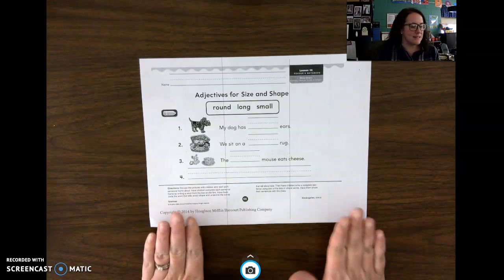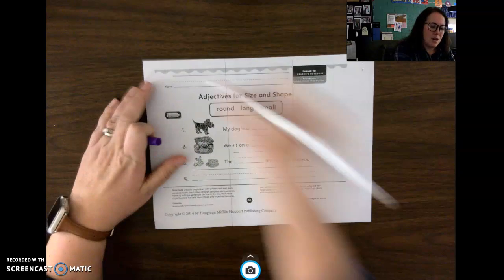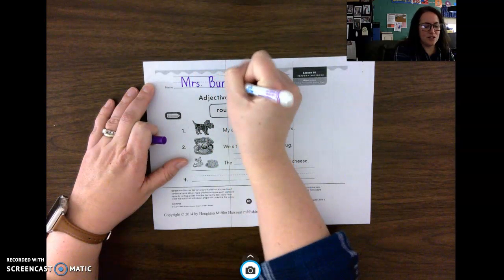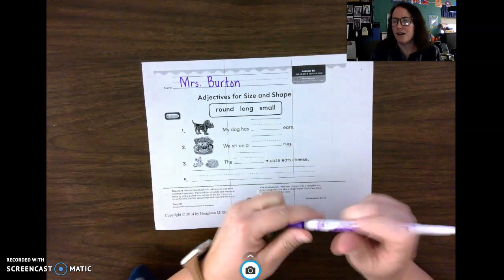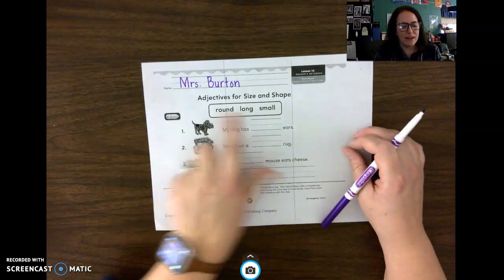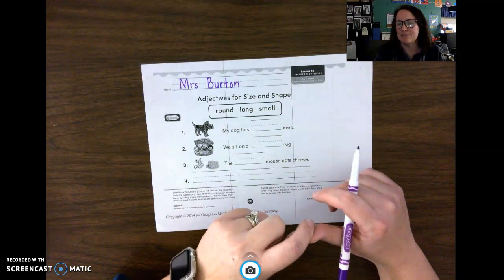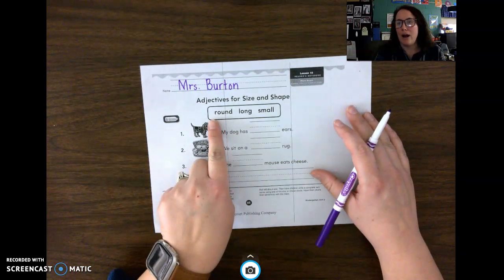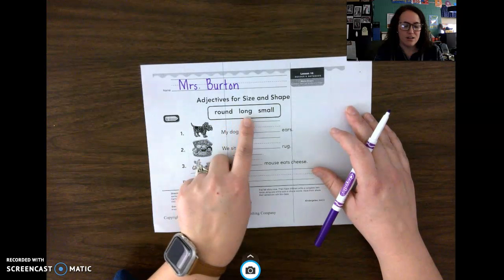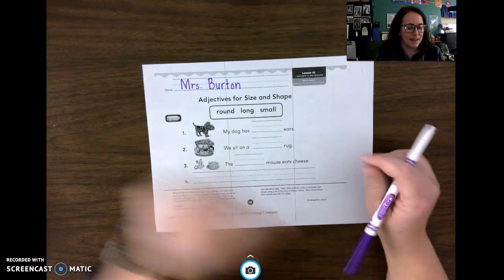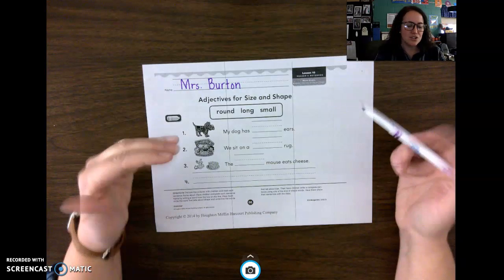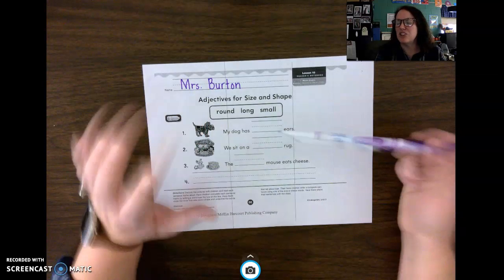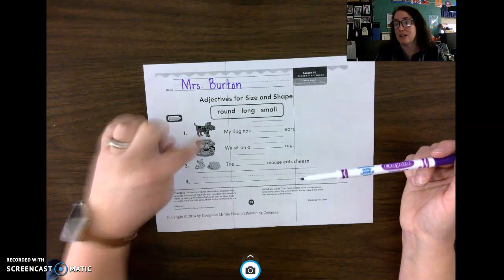All right. So I want you to get this page out of your packet and get your name on the top. You're just going to need your pencil for this page. And let's look at some of these adjectives. We have three adjectives, three describing words in this box that either tell us about something's size or its shape. We've got the word round, long, and small. So we're going to look at each sentence and each picture, and we're going to think about which one of these adjectives would be the missing word that's going to tell us a little bit more and describe something about these three things, okay?